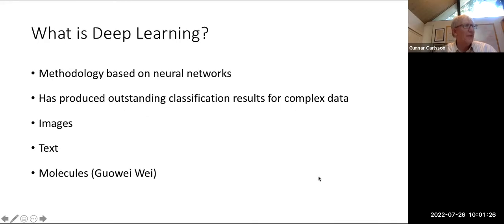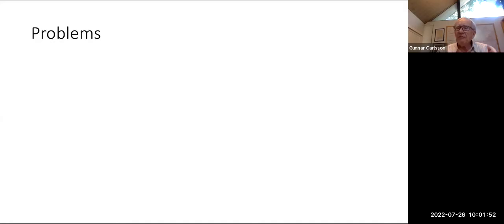So, first of all, what is deep learning? Deep learning is a methodology based on neural networks. There are a lot of papers that show that it produces outstanding classification results for various complex data types: images, video, text, and molecules, which is another complex data type. However, there are a few problems with it.